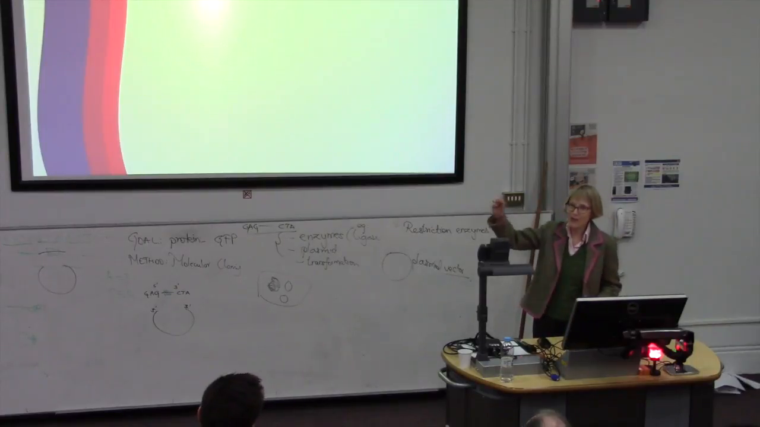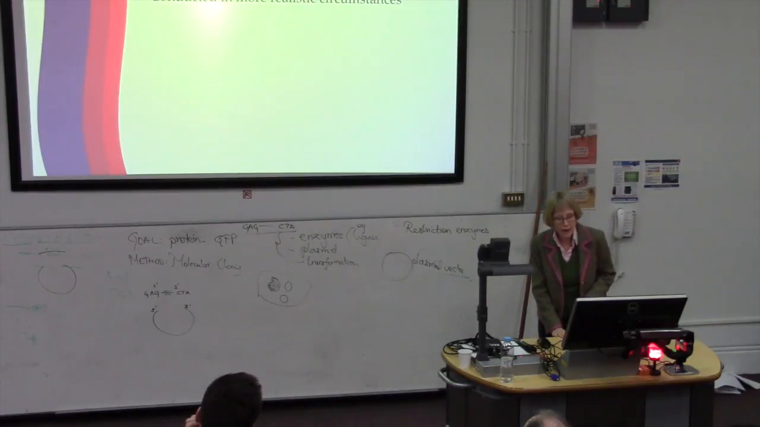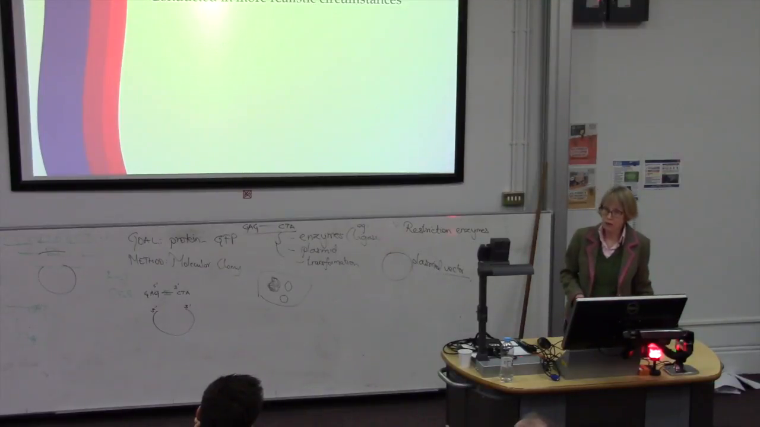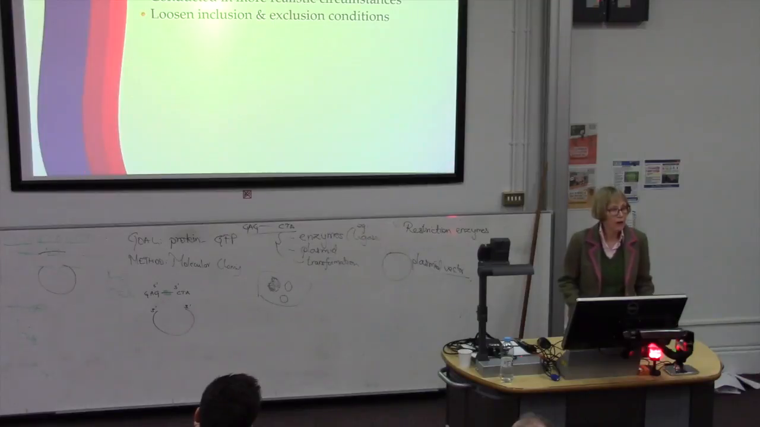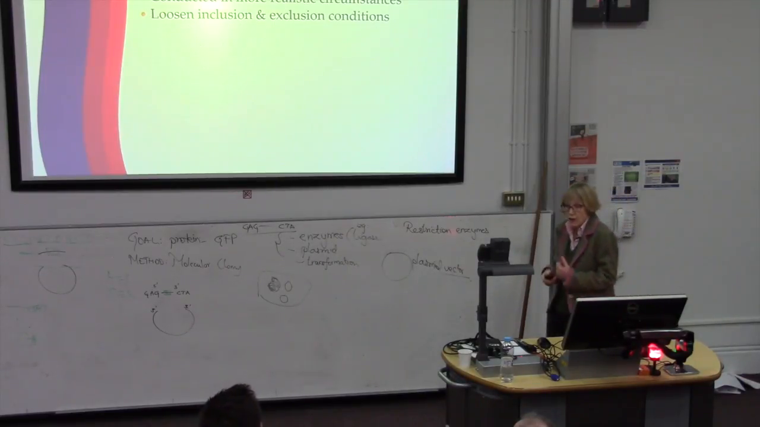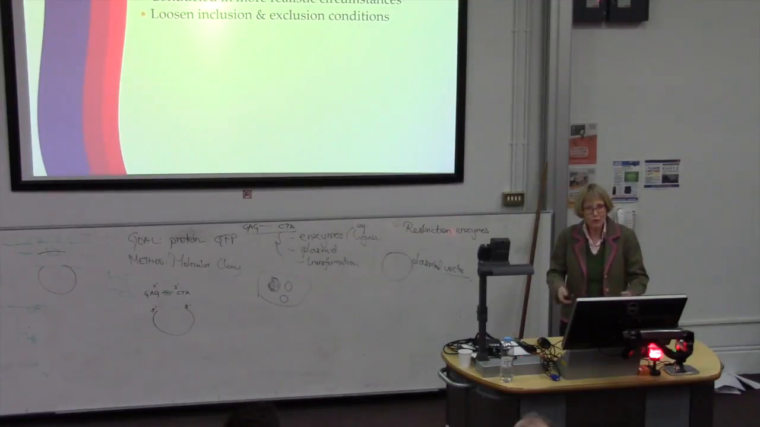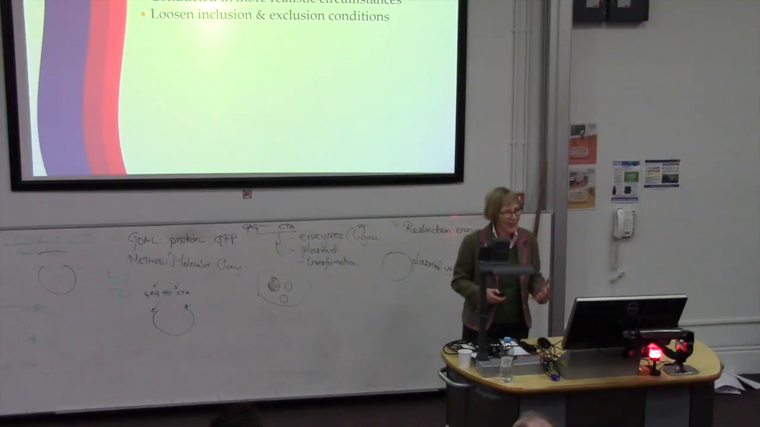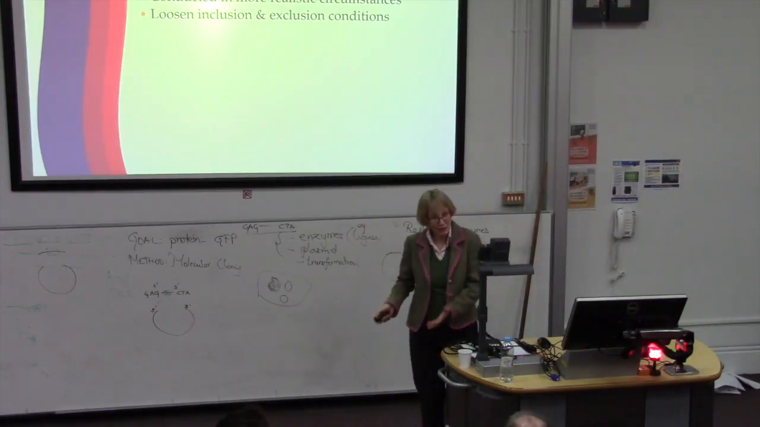Now, pragmatic trials. Pragmatic trials are supposed to be conducted in more realistic circumstances. And we're told you want to loosen the inclusion and exclusion conditions. And you can see why we want to do this. I mean, after all, you do trials on healthy young men, and then you give the medicine to me. So it's perfectly reasonable that we'd like to have had people like me in the trial to begin with.